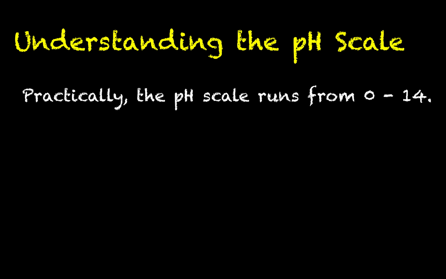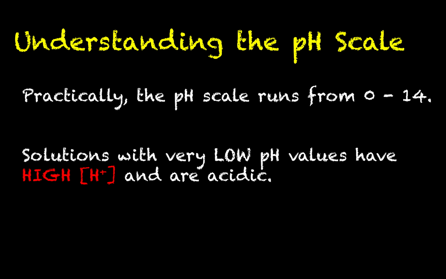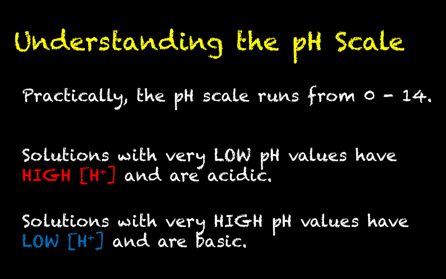So practically speaking, the pH scale is going to run from 0 to 14. In theoretical terms, it's possible to have a pH lower than 0 or higher than 14, but in living cellular systems, we're not going to need to worry too much about that. So solutions with very low pH values are actually going to have very high hydrogen ion concentrations, and we consider those types of solutions to be very acidic.